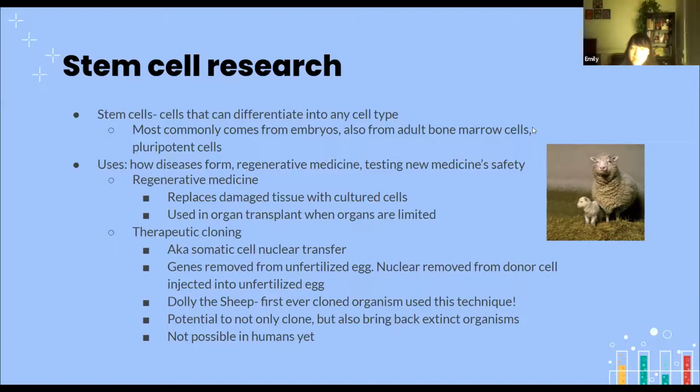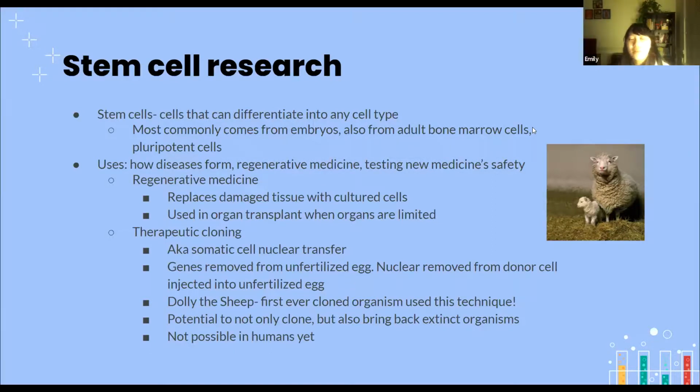Different uses for stem cells. You can study how diseases form. You can study regenerative medicine, which is basically, if you break a bone, how do we get your bone back? You can also use it to test new medicine safety, so seeing how a cell reacts to it. And stem cell research is used in cloning. For example, if you take our DNA out, you put it into a fetus, and then it turns into another you.